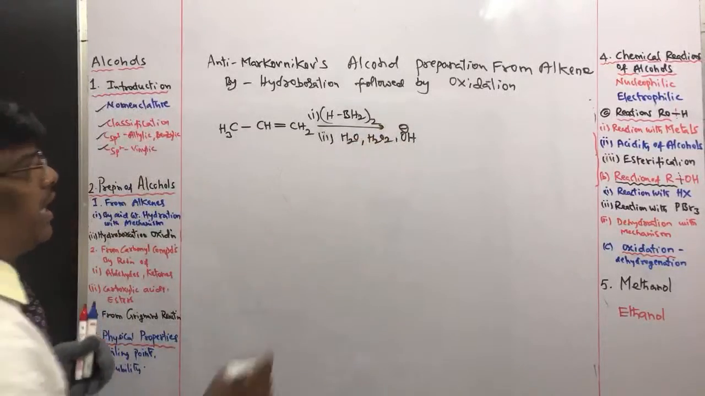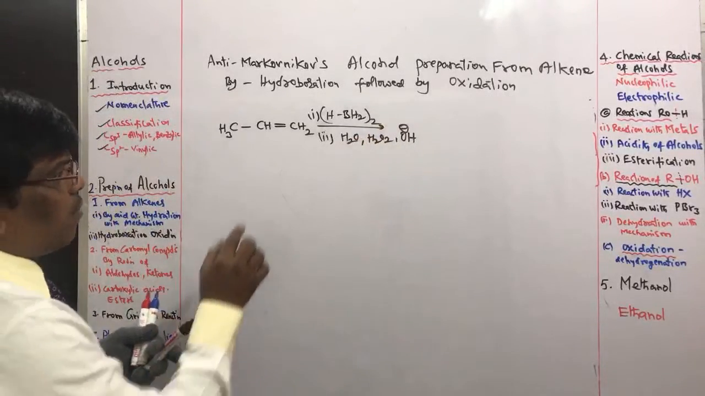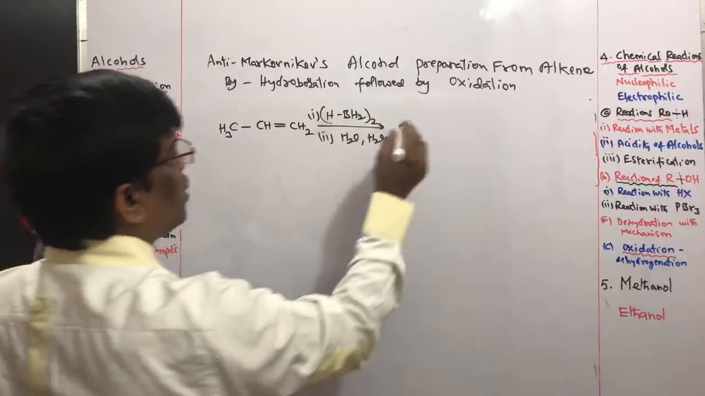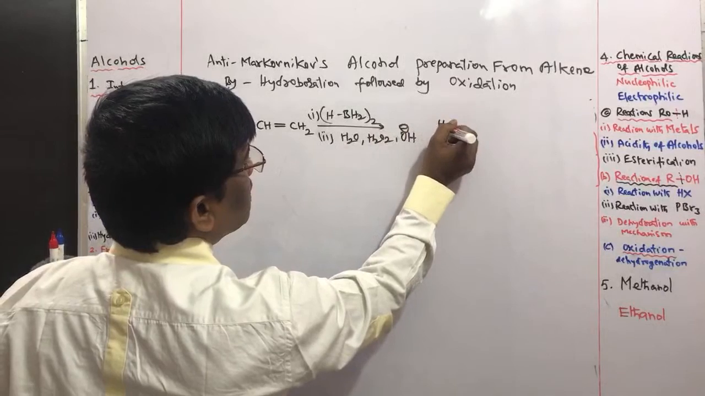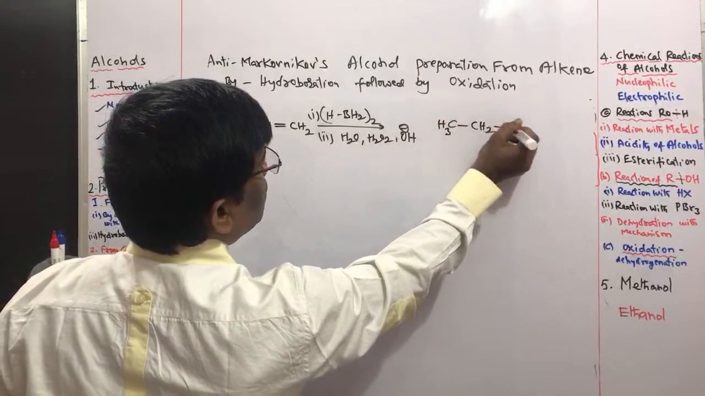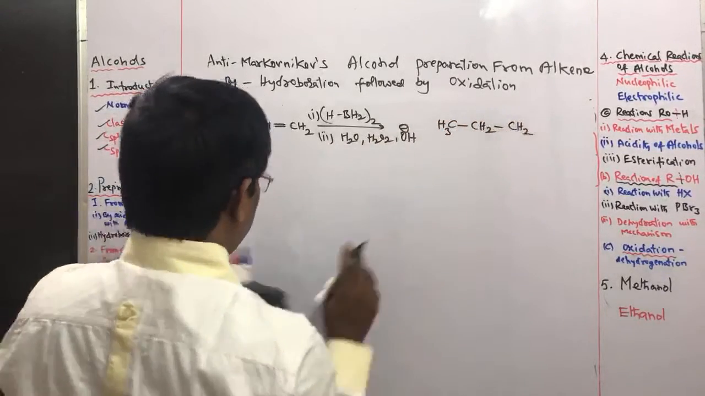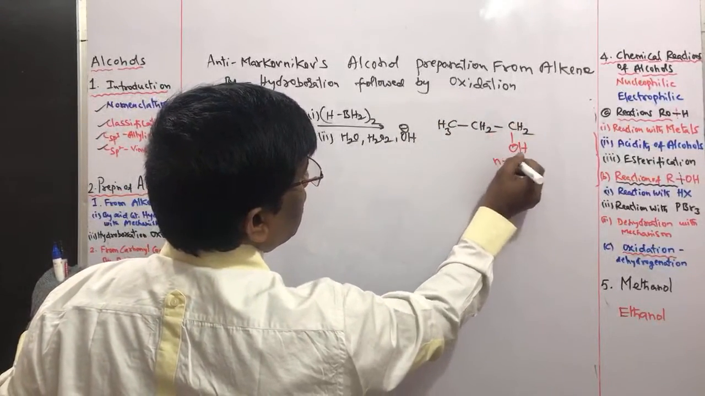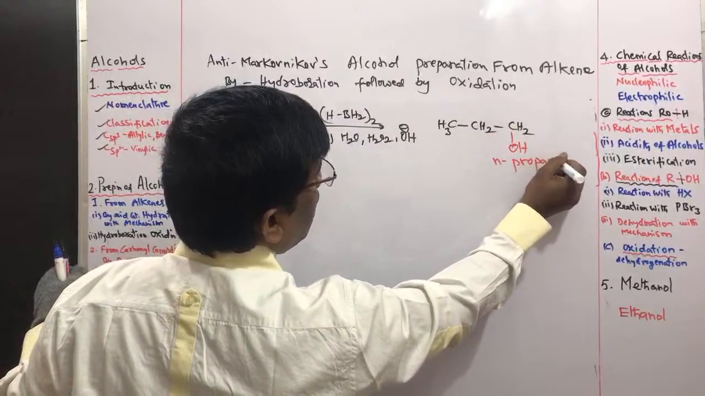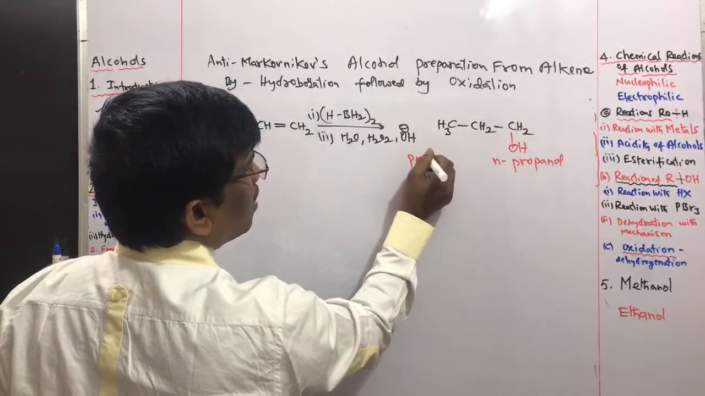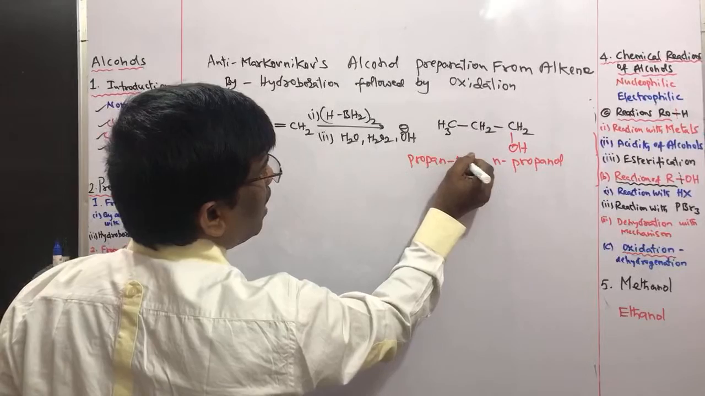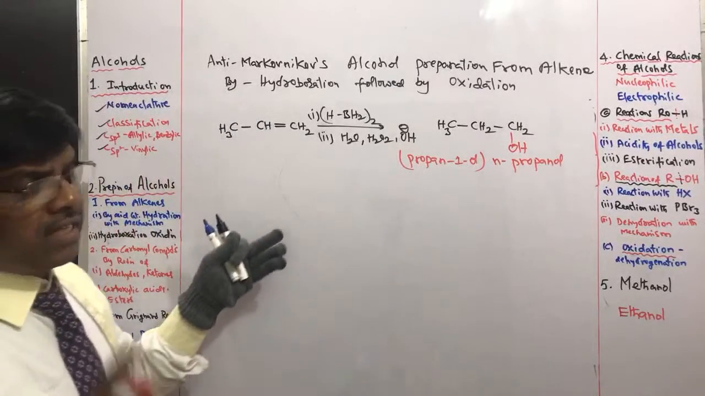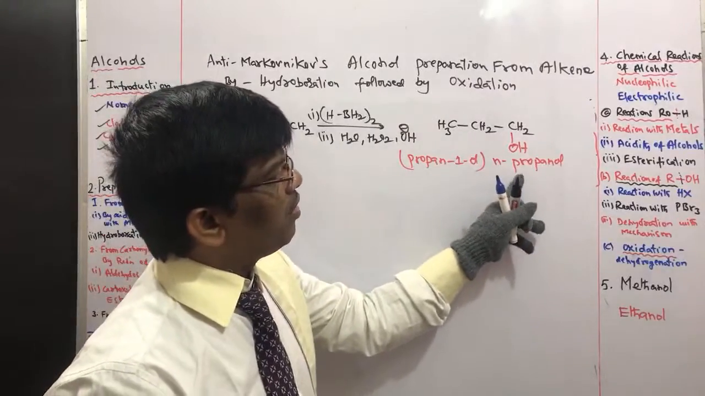In the previous example, we obtained alcohol at this position. Now I am going to get CH3, CH2, CH2, and this time n-propanol. N-propanol, or propan-1-ol. In the previous example we obtained propan-2-ol, that is isopropanol. In this case, we are going to get n-propanol.